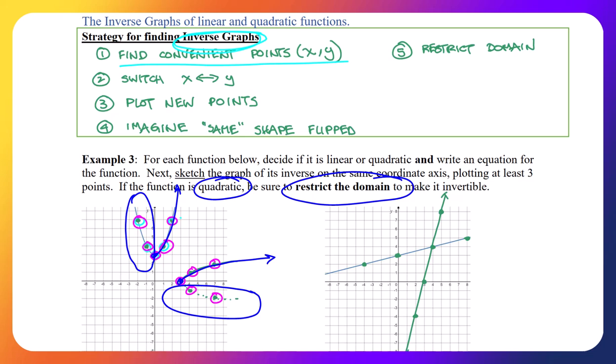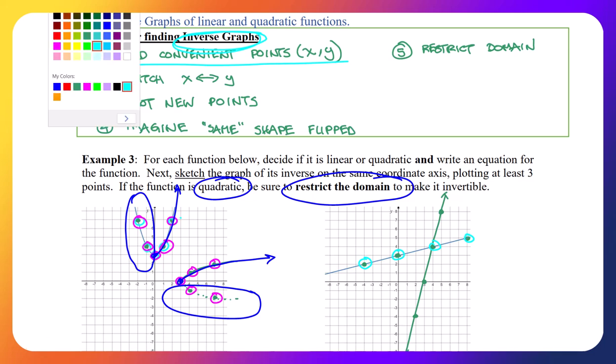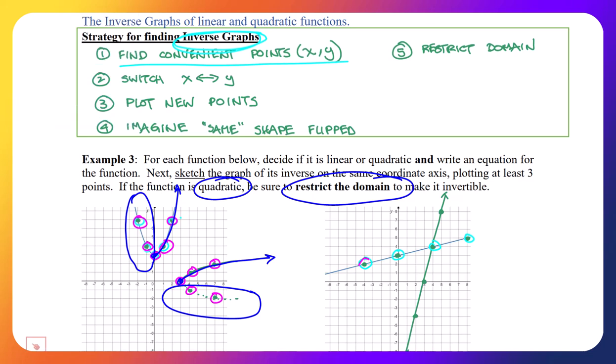Same thing here. I would take these convenient points, convenient meaning they hit a grid point. And so for example, this point is negative 4, 2. So I would graph 2, negative 4. Switch the x and y. This point is 4, 4. So if I switch the x and y, I still get 4, 4. And this point is 8, 5. This point is 5, 8.